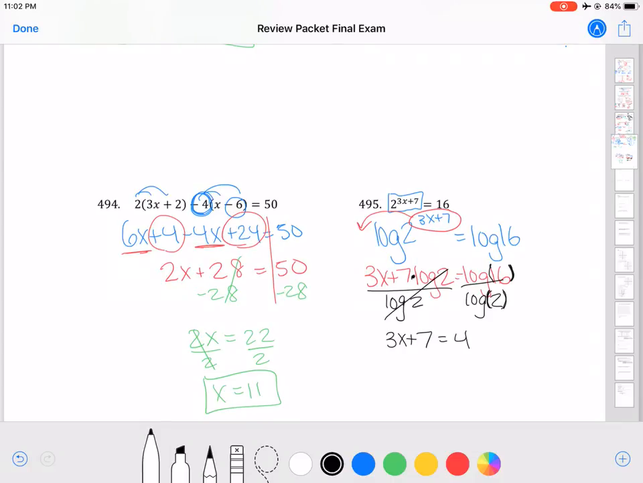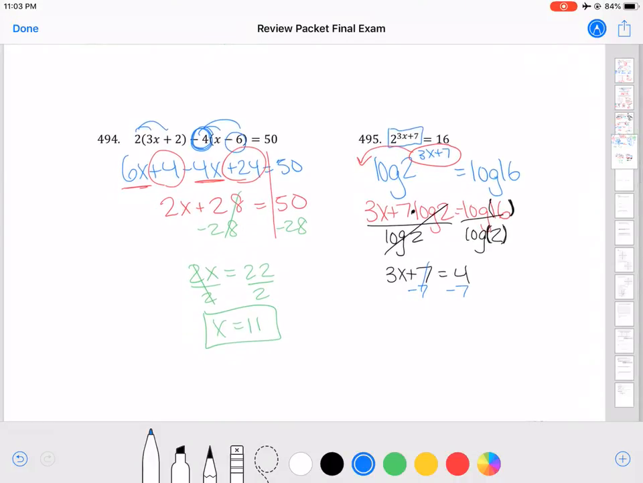Once you're here, this has actually turned into a linear function now that I've simplified this. I get rid of what's being added or subtracted first to make sure I can get that x by itself. So I subtract that 7 over, and I get 3x is equal to negative 3, because 4 minus 7 is negative 3. And then to get rid of that 3 that's being multiplied to the x, I divide by 3, and I get x equals negative 1.